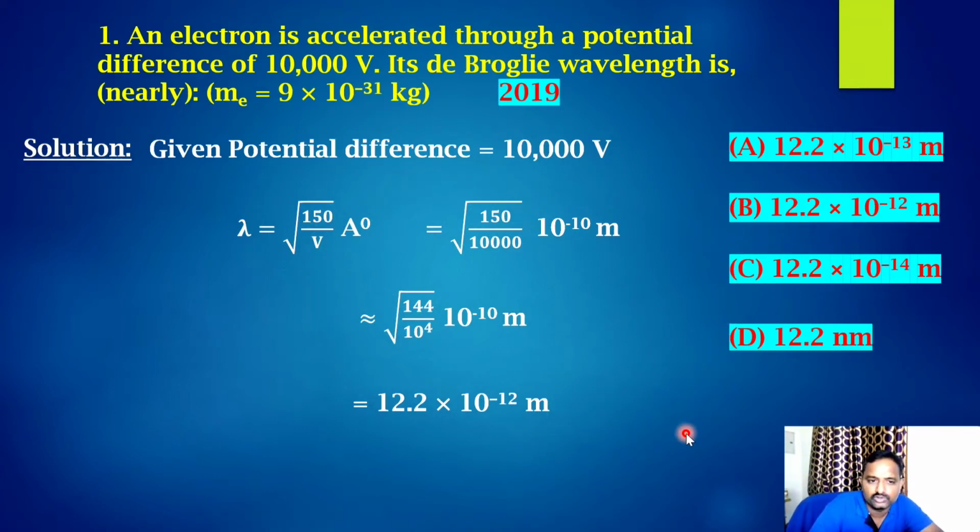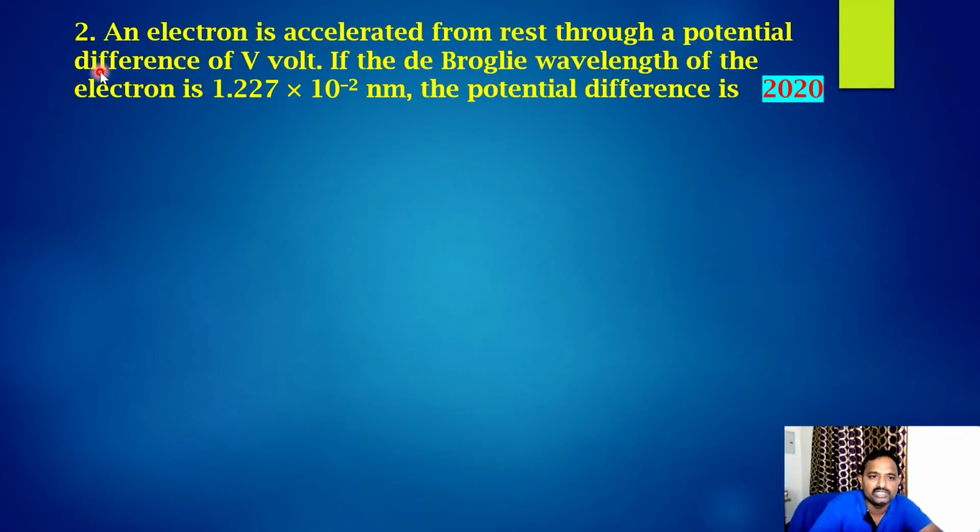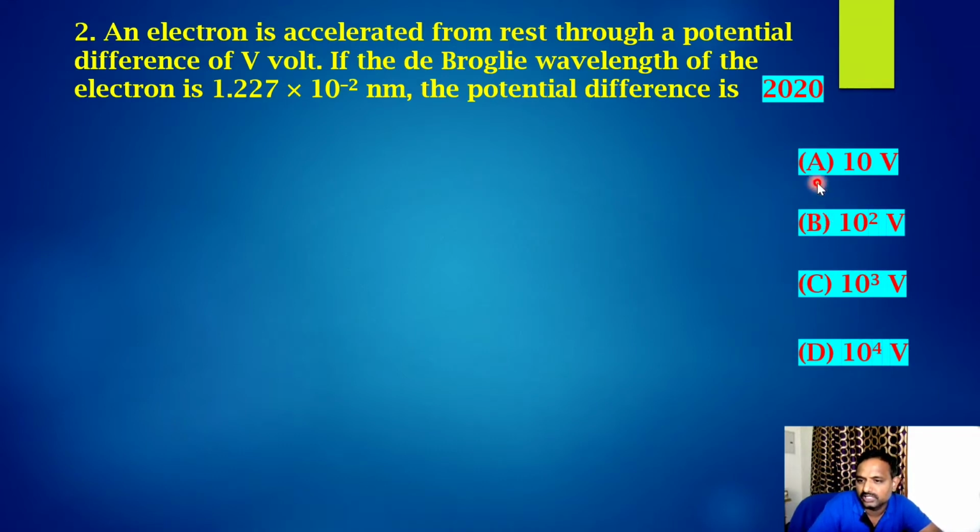Now we will go with the second question. Here the second question: An electron is accelerated from rest through a potential difference of V volt. If the de Broglie wavelength of the electron is 1.227 into 10 power minus 2 nanometer, the potential difference is? It was given in 2020. Here the options. Option A: 10 volt, option B: 10 power 2 volt, option C: 10 power 3 volt, option D: 10 power 4 volt.